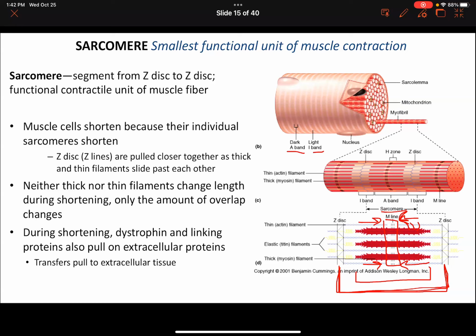During the shortening, the dystrophin protein we talked about and the other linking proteins are going to pull on extracellular proteins. And so this is how that force of the shortening of the sarcomere is transferred to the other parts of the muscle.